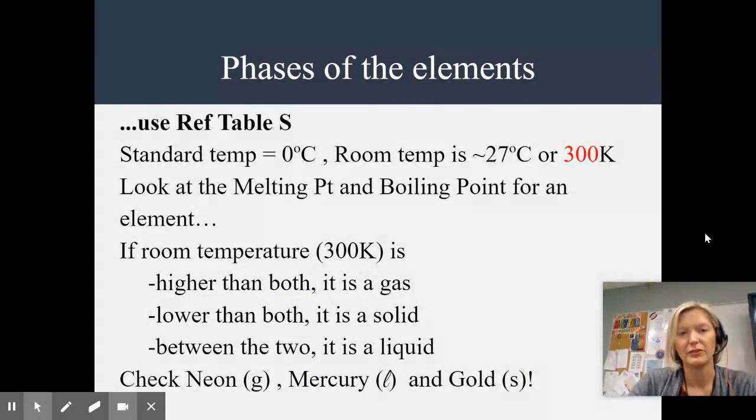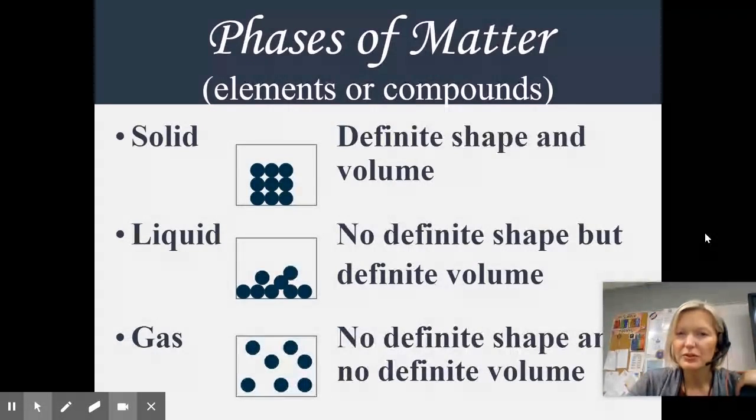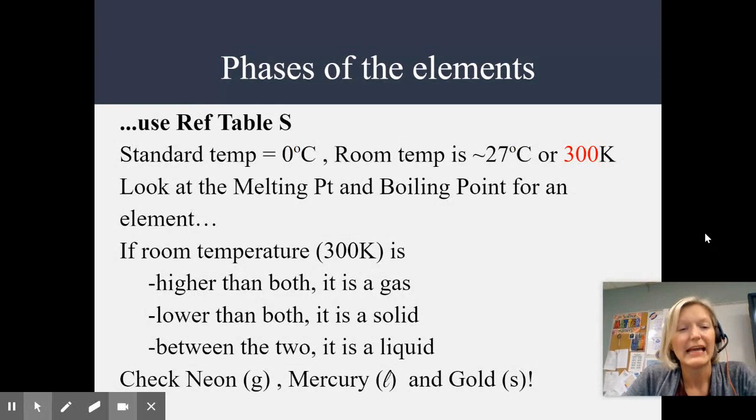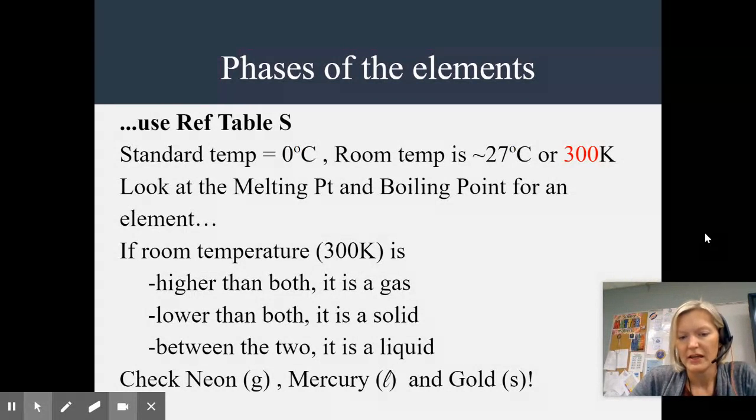So here you go. This is what I was just talking about. Use Reference Table S. Standard temperature is 0 degrees Celsius, and room temperature is 27 degrees Celsius or 300 K. We're going to get into those conversions a little bit later. You're going to look at the melting point and boiling point for an element. If room temperature is 300 K, if it's higher than both, it's a gas, lower than both, it's a solid, or in between your melting and boiling point, it is going to be a liquid.